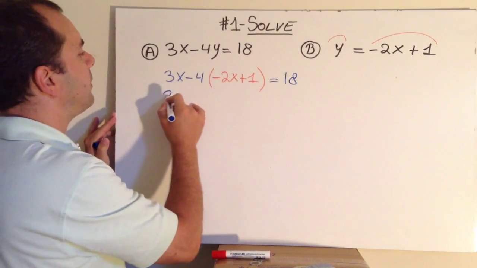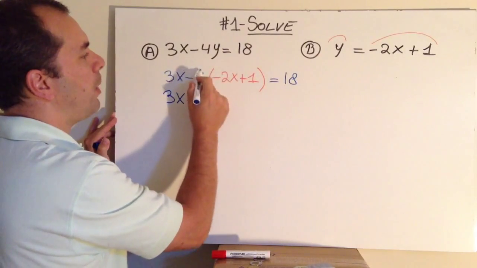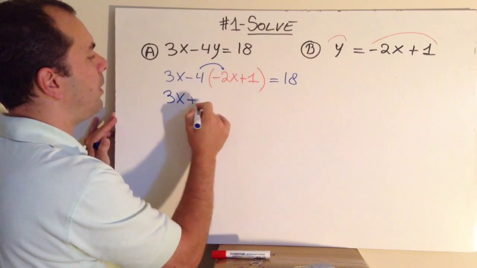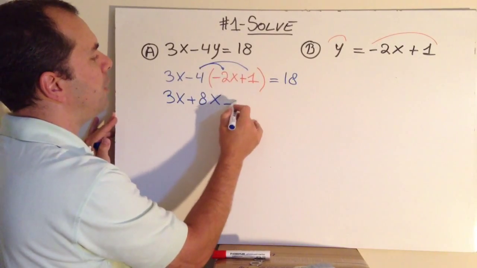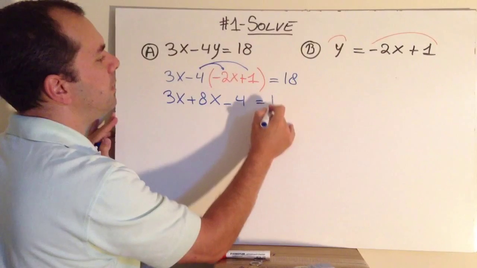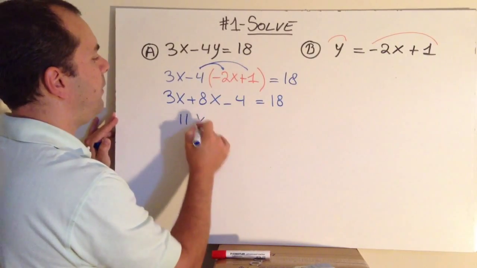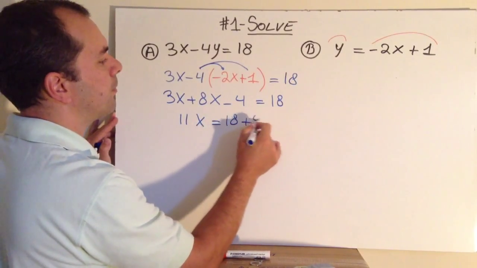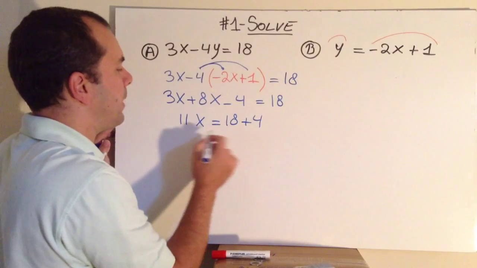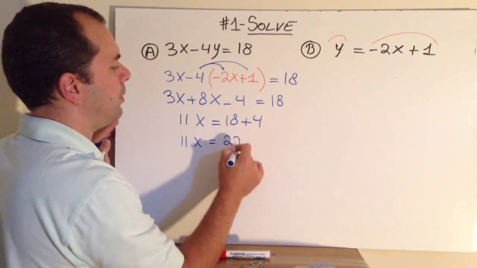I have 3x minus, now I'll multiply this, minus 4 times minus 2 gives me plus 8x. Minus 4 times 1 gives me minus 4. And that's equal to 18. Put these two together, that's 11x is equal to 18 plus 4. That goes to the other side. And that means that 11x is equal to 22.